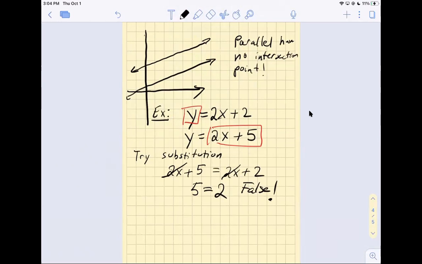So it's a bit of a weird way to think about it, but I find it just easier to think about, well, the slopes are the same, the intercepts are different, therefore there's no solution. So we call this inconsistent. It's just a fancy way of saying no solution. Okay, and then the last kind of idea here.